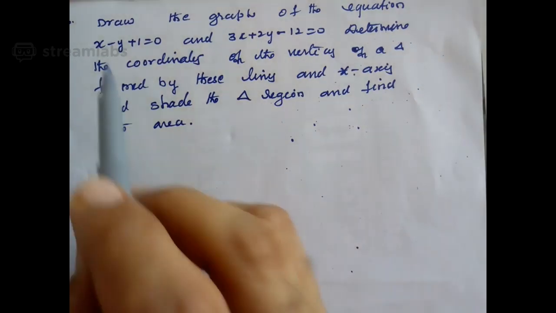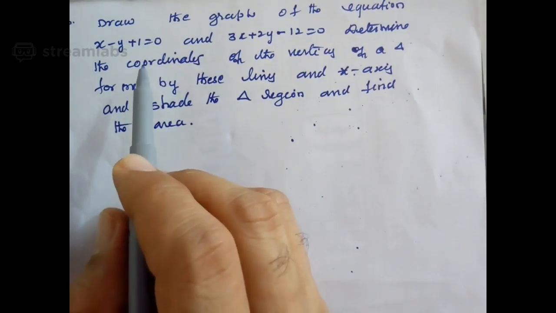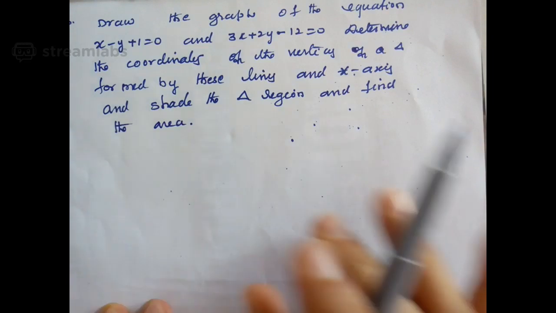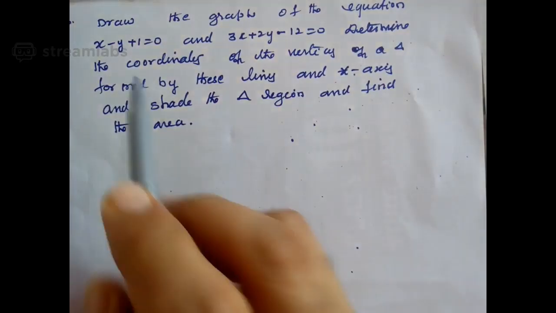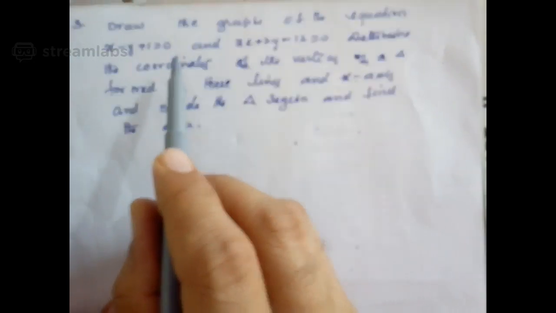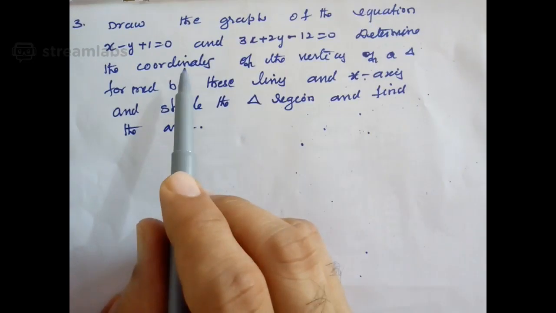So, good morning, children. Let us continue the graphical method of solving pair of linear equations in two variables. See the question, one more question. Two graphs yesterday we have drawn.